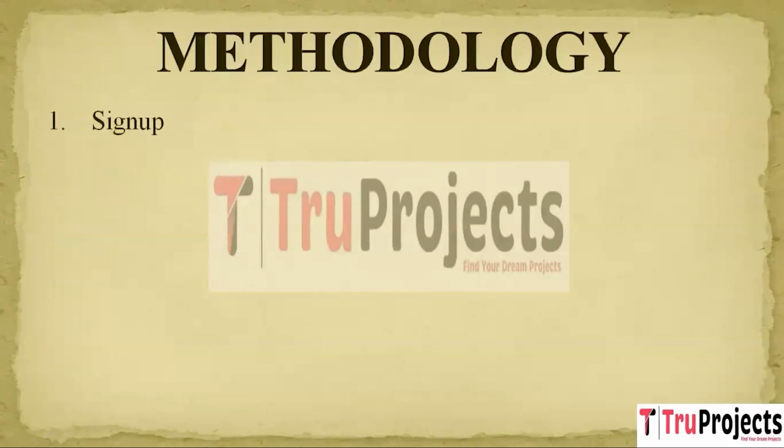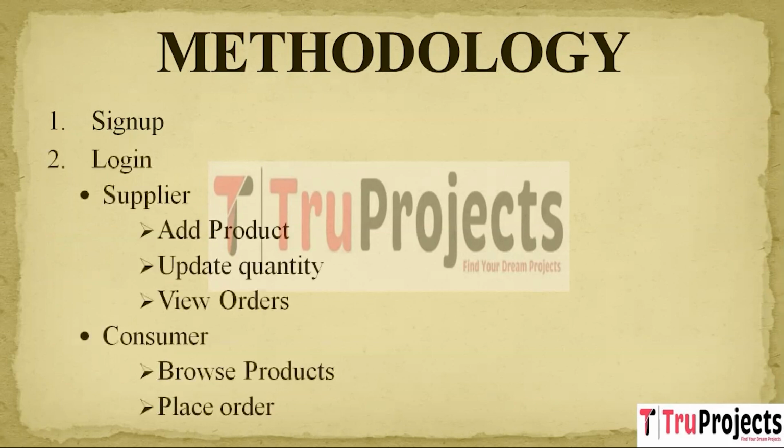The first module is Sign Up. This module enables users, both consumers and suppliers, to create their accounts on the e-commerce platform. During sign up, users provide their essential information such as name, email, and password. After successful sign up, they can log in using their credentials. The second module is Login. The Login module allows registered users to access their accounts by entering their username and password. Successful login provides access to the platform's features and functionality.